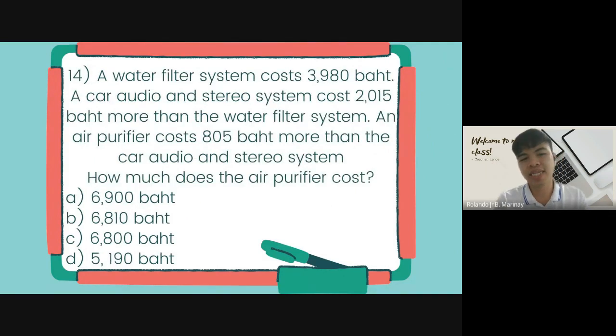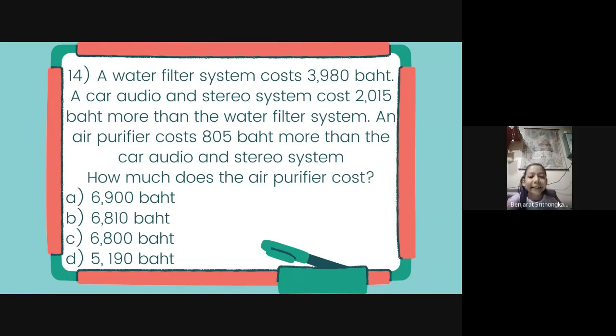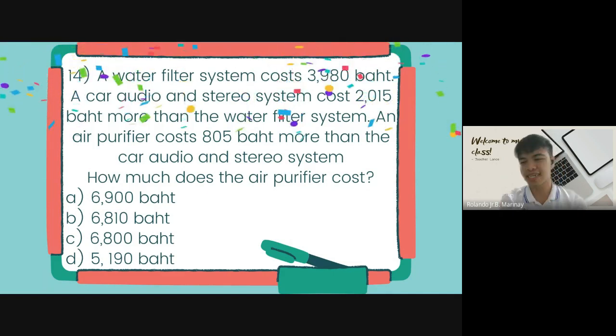3,990 baht. Number 14, a water filter system costs 3,980 baht. A car audio and stereo system costs 2,015 baht more than the water filter system. An air purifier costs 805 baht more than the car audio and stereo system. How much does the air purifier cost? Okay, so we're going to add 3,980 plus 2,015 plus 805. What is the correct answer? A, B, C, or D? C. Very good, Naman. That's letter C, 6,800 baht.